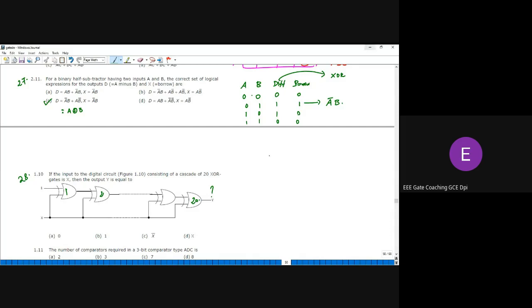What's the first XOR gate's output? 1 XOR X is 1 X bar plus 1 bar X, right? So this is nothing but your X bar. So the first XOR gate's output is X bar, right? X bar XOR X. So this gives X bar plus X. That is equal to 1, right?